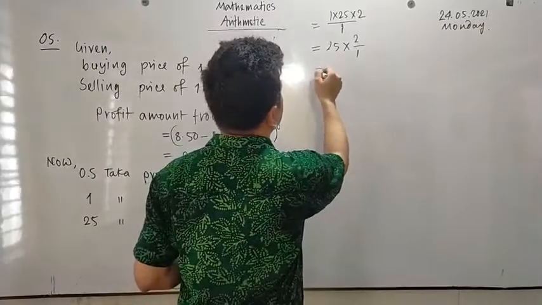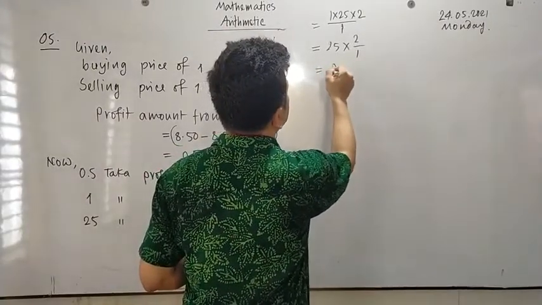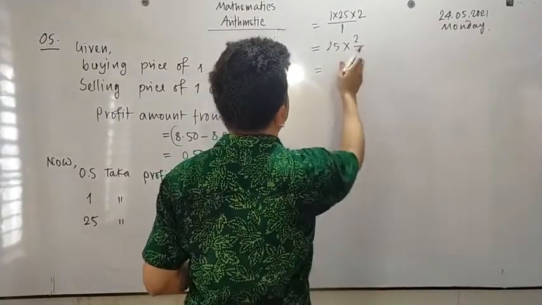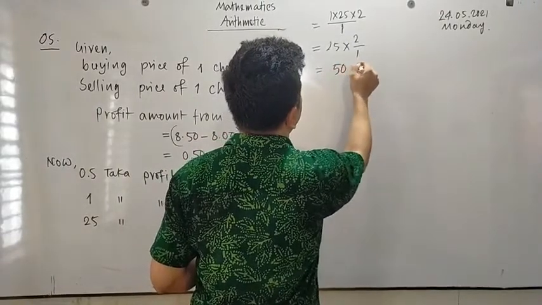So how many chocolates has he bought? It is 25 into 2, that means 50 chocolates. 50 chocolates.